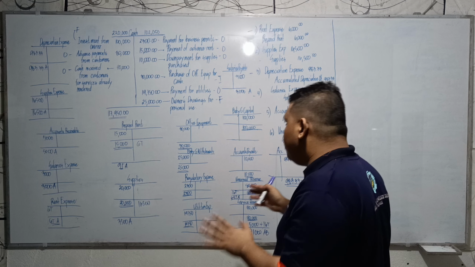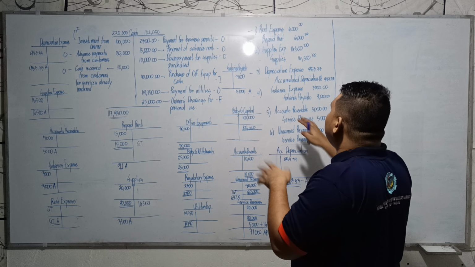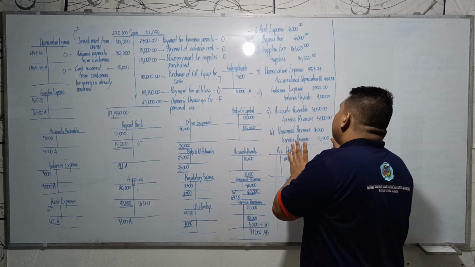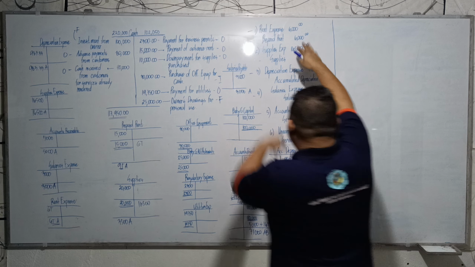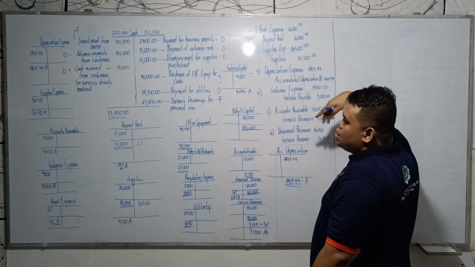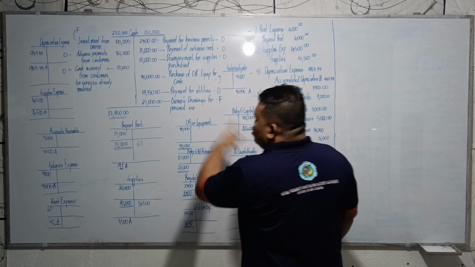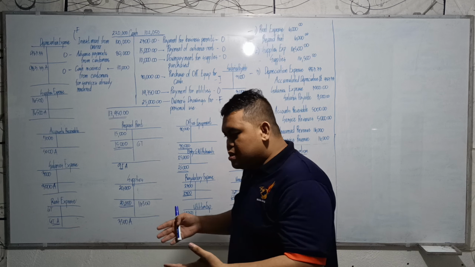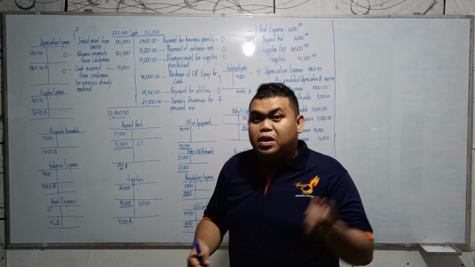So as you can see here, we have our adjusting entries already, and these adjusting entries have already been journalized. These are the journal entries and they are already posted on the ledger or the T accounts. So that's basically step 7 of the accounting cycle.